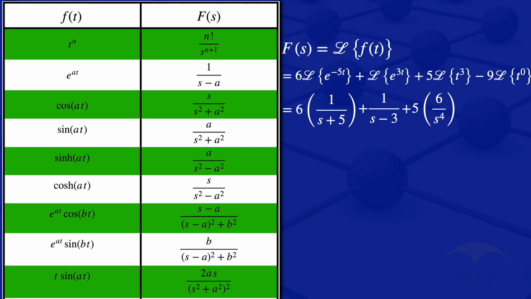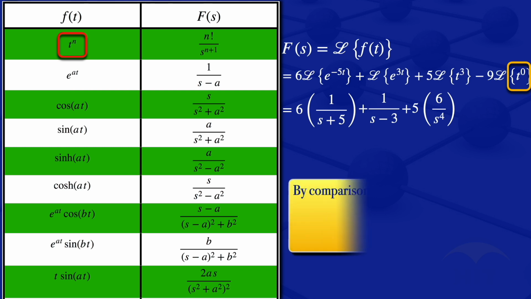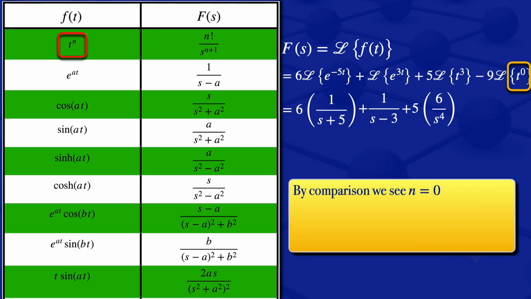Now for the last one, we are looking at the t to the power 0. The t to the power 0 is of the form t to the power n, and by comparison of those two highlighted functions, we see that our n is equal to 0. If n is equal to 0, we substitute it in the F of s, so we would have 0 factorial divided by s to the power 0 plus 1. 0 factorial is a 1, so that will simplify to 1 divided by s. I substitute it above, and we have 9 times 1 divided by s.